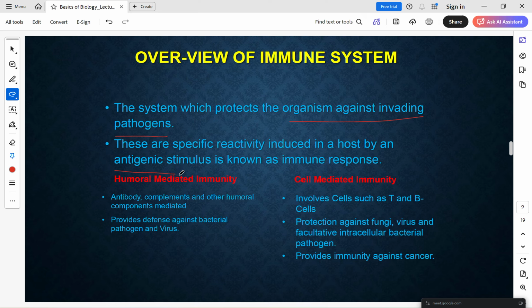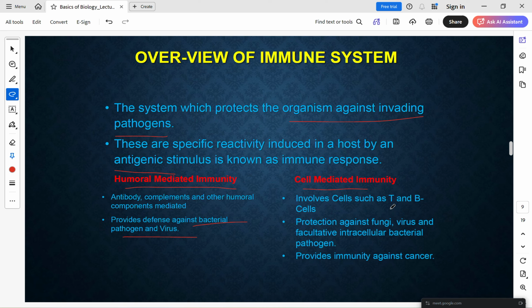The immune response can be of 2 types, humoral mediated immunity or cell mediated immunity. Humoral mediated immunity comes from the plasma portion of the blood, whereas cell mediated immunity comes from the cellular portion. The cells release different antibodies, complements, other components that are essential for immunity, and this is what is always flowing through in the body. This is especially important for defense against bacterial pathogens and viruses.